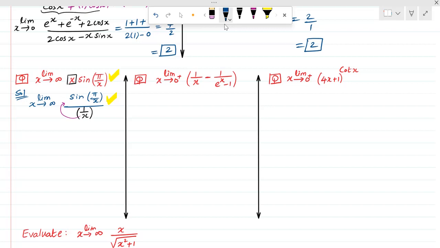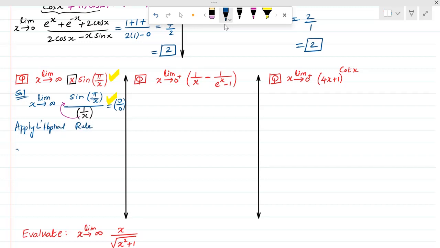When you apply the limit, pi over infinity is 0, sine 0 is 0 over. What about the next one? You will have 1 over infinity, which is 0. So it is 0 over 0 form. Indeterminate form. I apply the L'Hopital rule.